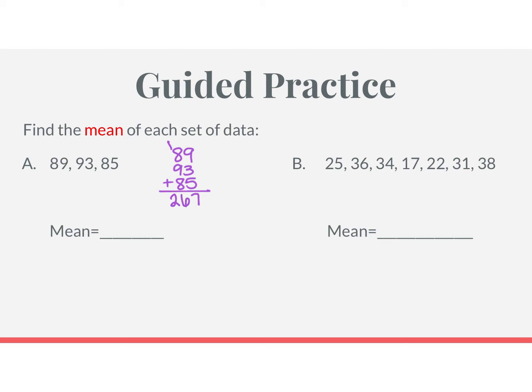There are 3 numbers in my data set, so I will divide 267 by 3. 3 can't go into 2, but it can go into 26 8 times. 3 times 8 is 24. And then we'll bring down our 7. 3 can go into 27 9 times. So our mean, or our average, for this set of data is 89.